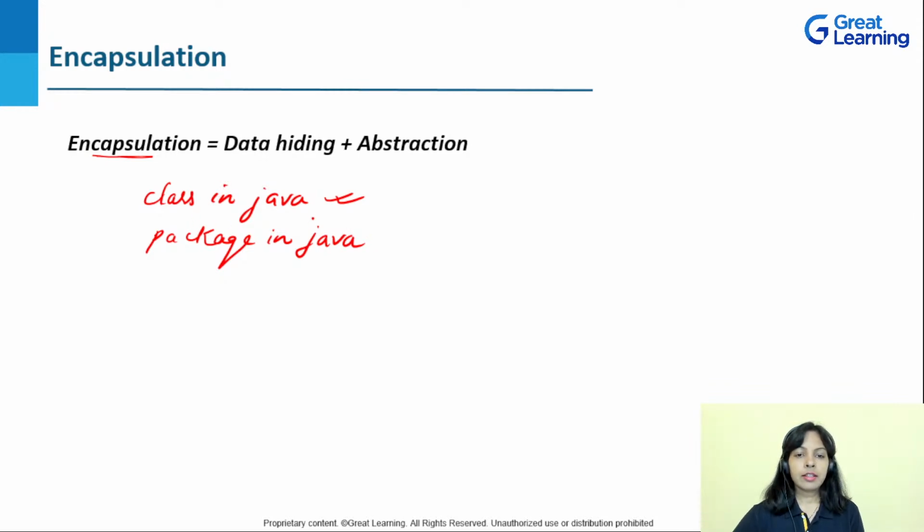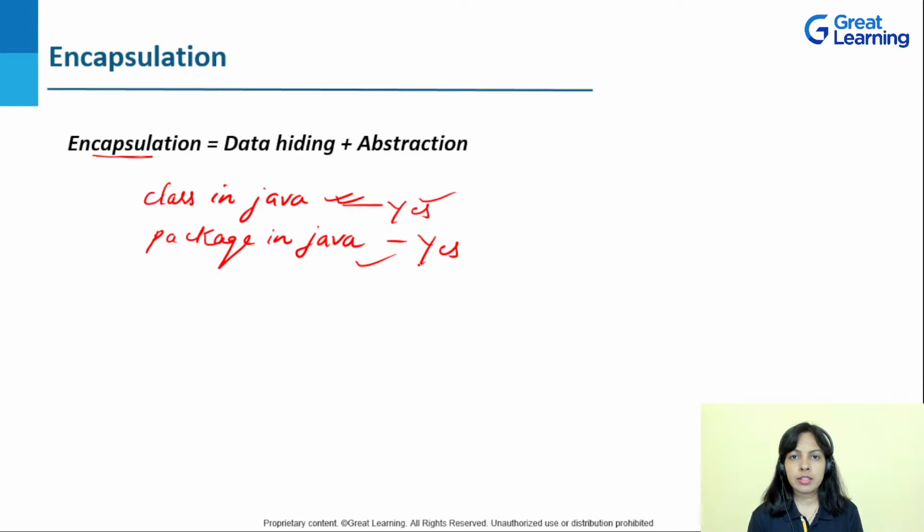Yeah, the answer is yes. Both of these are examples of encapsulation because a class binds everything, all the code. When you write a program in Java, what do you do? You write all the code inside a class: your methods, variables, blocks, everything. So a class does nothing but bind everything together. That is your example of encapsulation.